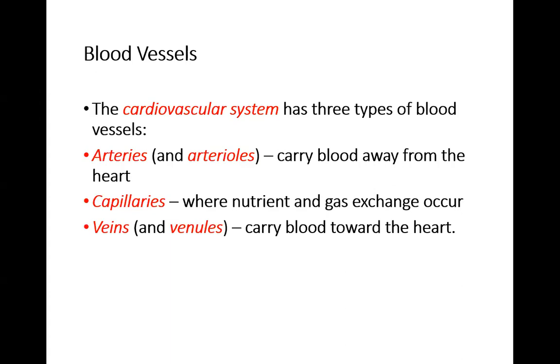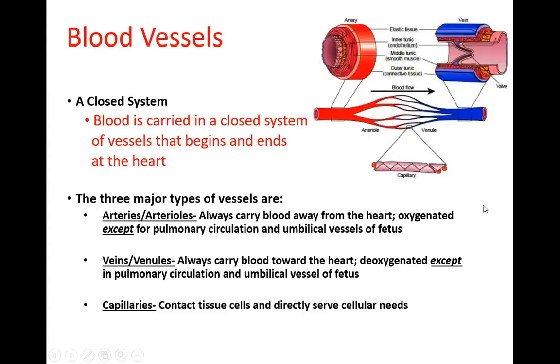Some cells, like in the lungs, the alveoli cells can have up to 100 capillaries in touch with them. So we go arteries down to arterioles, down to capillaries, back to venules, little tiny veins, and into bigger veins, back to the heart. So it's a continuous cycle or circuit, if you will. So it's a closed system. Everything starts and ends at the heart.